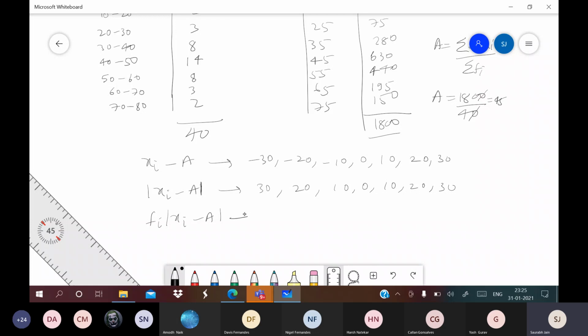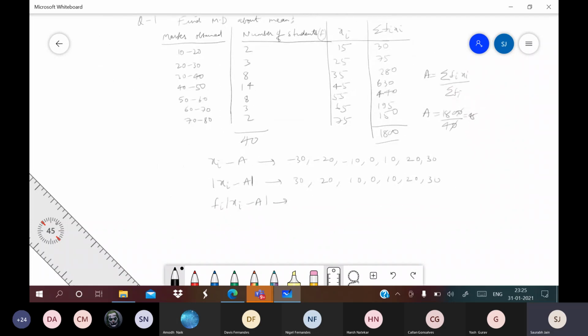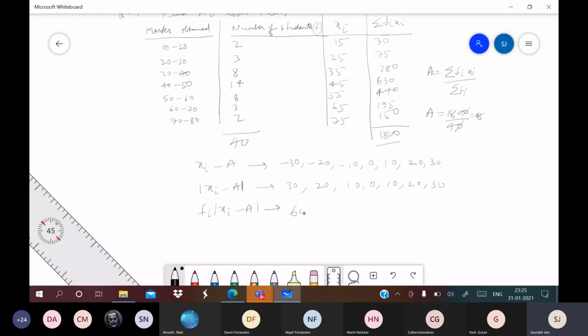Now you multiply all of them by their frequency, cumulative frequency. Do not change the order. So this is 30 into 2, 60, then again 60, then 80, then 0, then 80, then 60, then 60. Now you can write the mean deviation, which is sigma fi mod of xi minus a upon n.